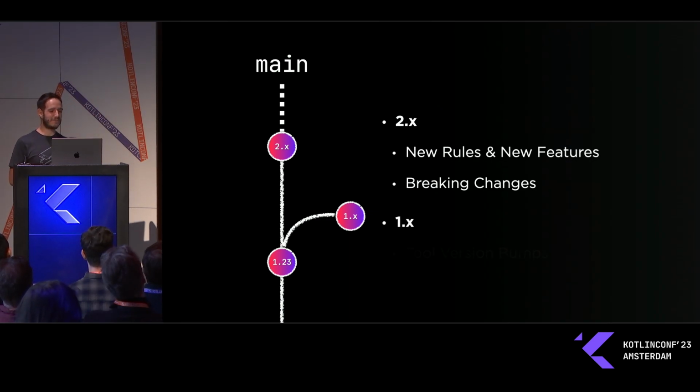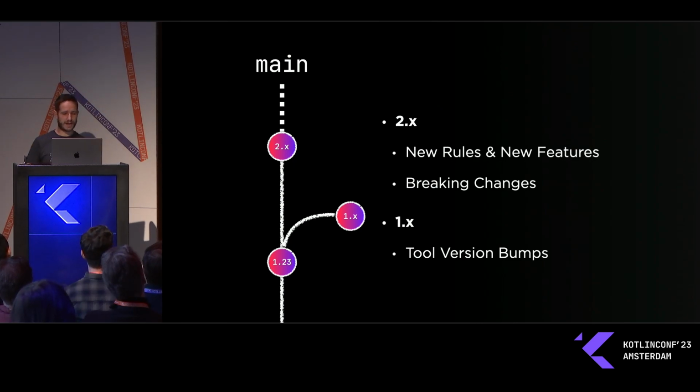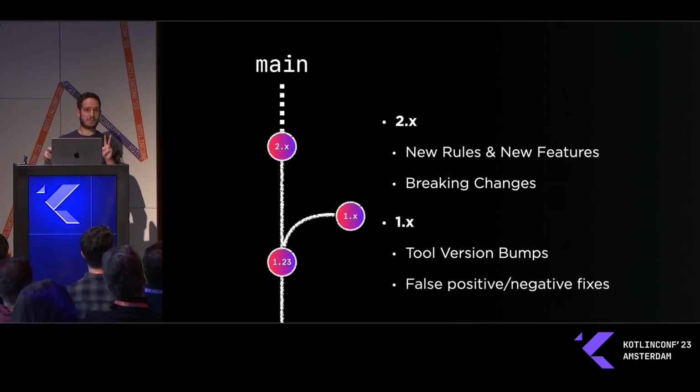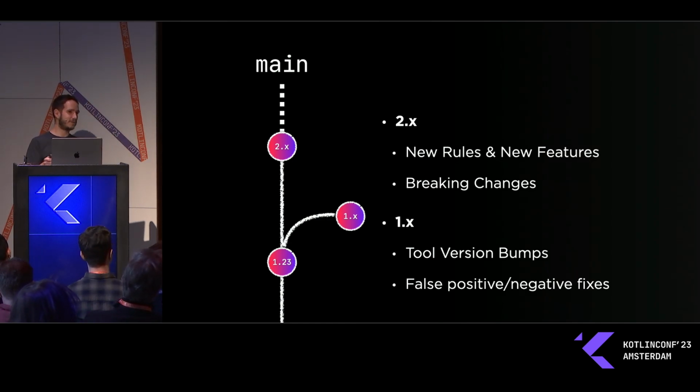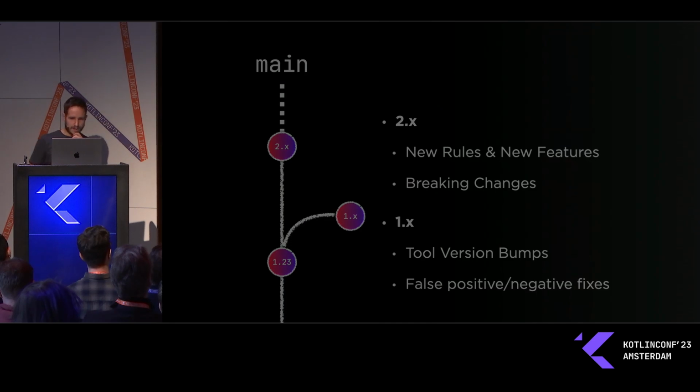1.x instead will keep on having tool version bumps, and then also we will backport some of the bugs. And bugs for Detekt means false positives and false negatives. We have tons of them. So we might decide to just backport some, and then by the time we release a new version, 1.24, that contains the alignment with Kotlin, Gradle, AGP, and so on, we might just include some of those false positive, false negative fixes. And so what are those breaking changes about?